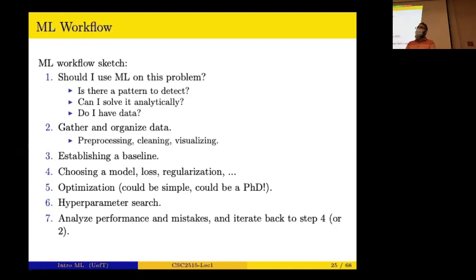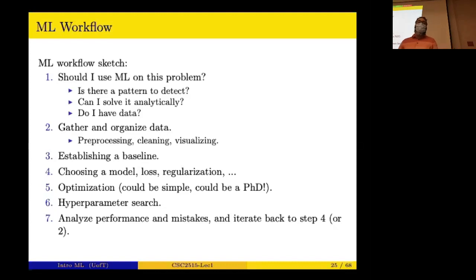But your machine learning algorithms usually have something called hyperparameters. These are parameters that you can tune to change the behavior of your machine learning algorithm. So you need to do a hyperparameter search, tuning them to make the performance of your algorithm as high as possible. And then you need to analyze performance, debug it, and see whether your performance is reasonable or not. And if it is reasonable, then that's great.